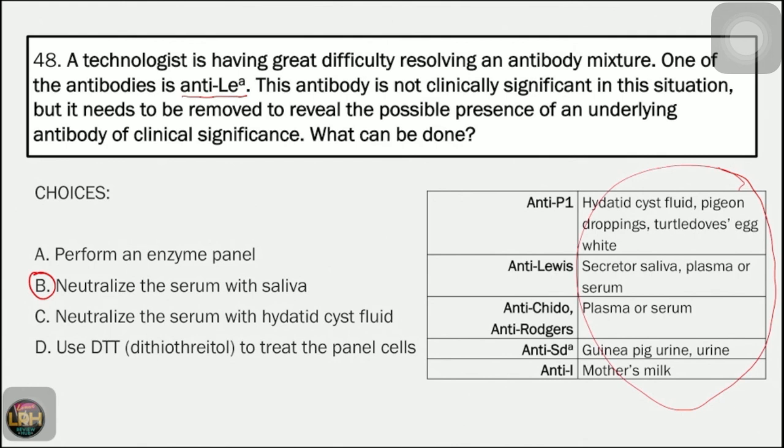So it depends on the acting substances. If it is anti-P1, what we can use is hydatid cyst fluid, pigeon droppings, or turtle dove's egg whites. For anti-Lewis, we can use saliva, plasma, or serum. Anti-Chido or anti-Rogers, we can use plasma or serum. Anti-Sda, we can use guinea pig urine or just simply urine. Anti-A, what we can use is mother's milk. So 48, letter B.